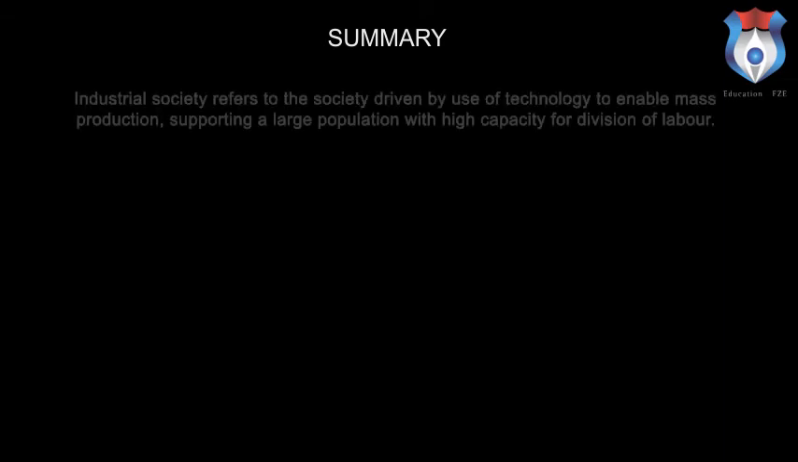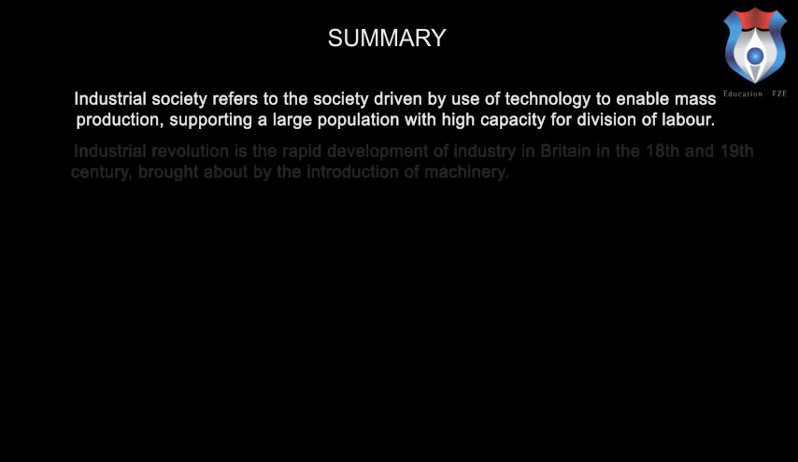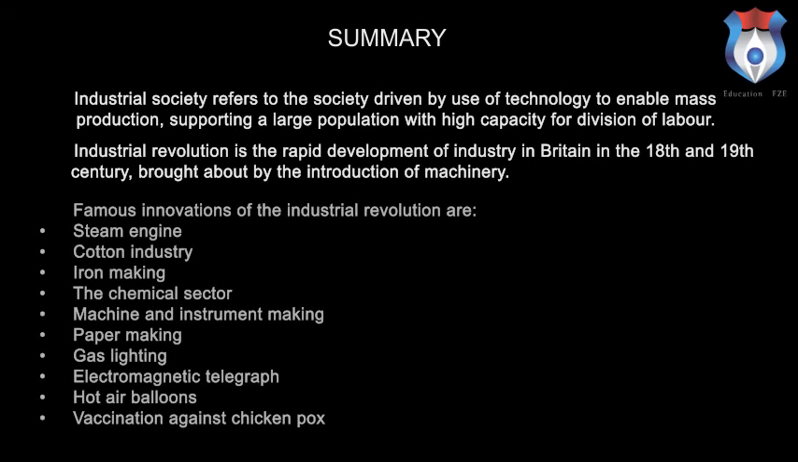Summary. Now in the end, let us summarize what we have learnt in this lecture. Industrial society refers to the society driven by the use of technology to enable mass production, supporting a large population with high capacity for division of labor.